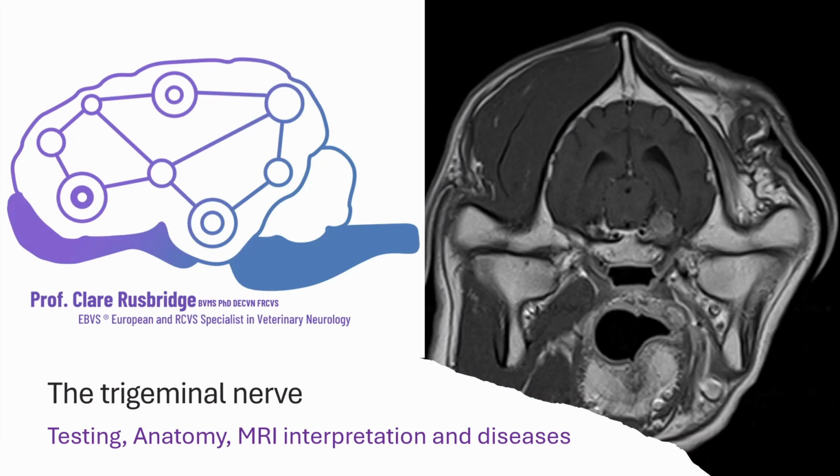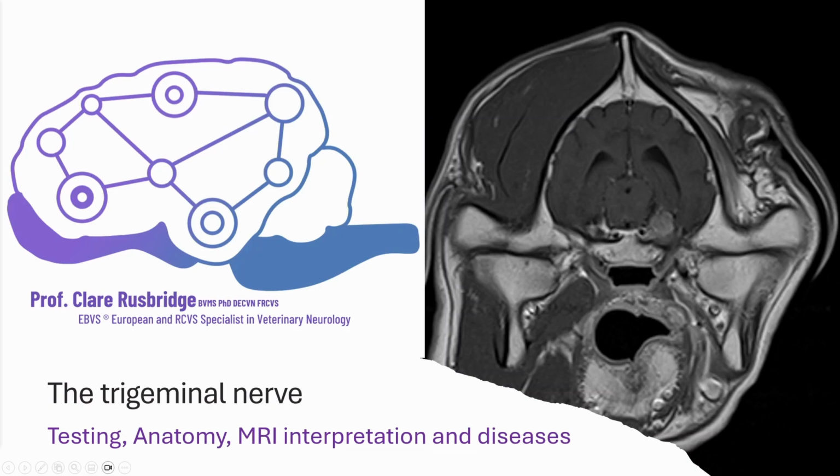Hello, in this lecture we're going to talk about the trigeminal nerve, testing of it, the anatomy, MRI interpretation and diseases. For example, we have here a transverse image through a dog's head, and what we can see here, delineated by my arrow, is the normal temporalis muscle on one side, but a complete absence almost of temporalis muscle on the opposite side. Just a very thin streak coming down here.